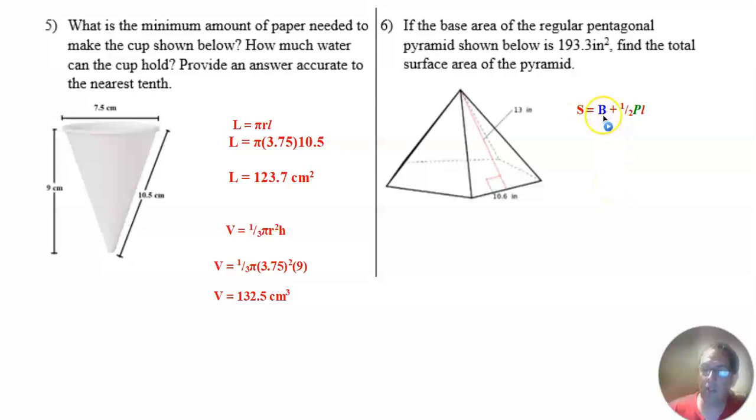So surface area equals area of the base plus 1/2 times perimeter times slant height. Now, this one is a regular pentagon. How are we going to find the area of the regular pentagon? Yeah, it's given to us right there, which is good because finding the area of a regular pentagon is a bit of a pain. But it told us what it is, so we don't have to mess with that. We just have it already, 193.3.